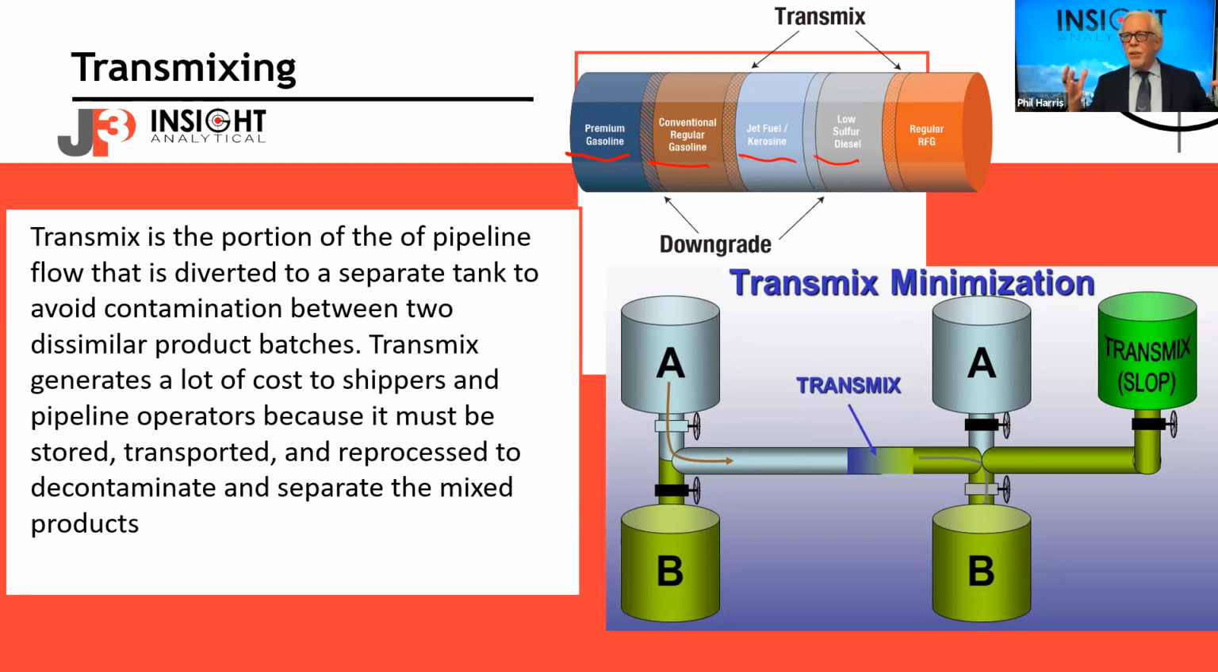As they move down the pipeline, the interface doesn't stay perfect. The interface mixes. So in between, if I flow premium gasoline and then start to flow conventional, in between there, this stuff is neither product. It's not appropriate to be sold as premium. It's not appropriate to be sold as conventional. It's something that I want to put away and reprocess.